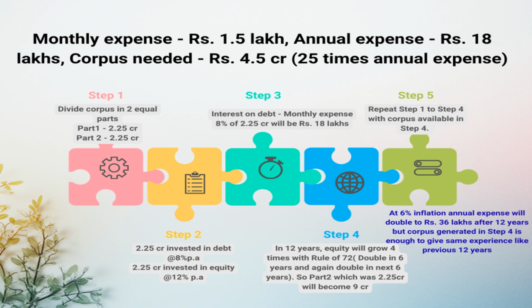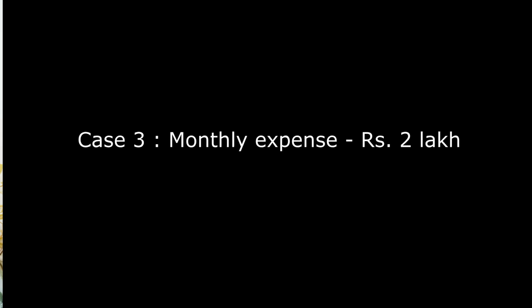Case 2 is for an individual whose monthly expense is 1.5 lakh. In this case, the annual expense will become 18 lakh rupees and the corpus required will be 25 times that, which is 4.5 CR. We follow exactly the same process we have learned so far. We divide it into two equal parts of 2.25 CR each, and we repeat the same cycle we have seen before. Let's see case 3 with monthly expense 2 lakh.